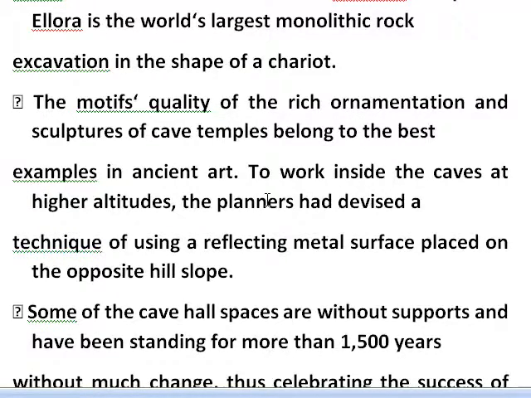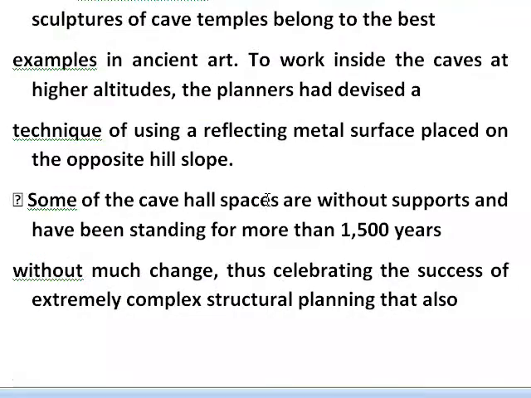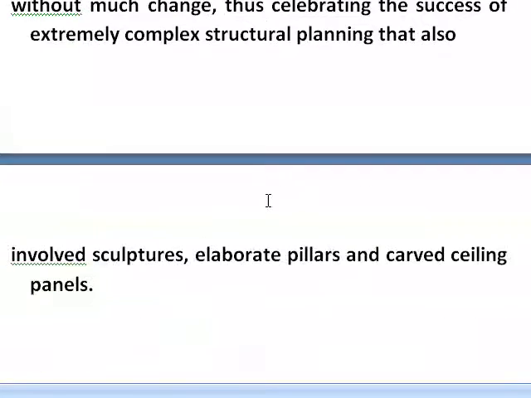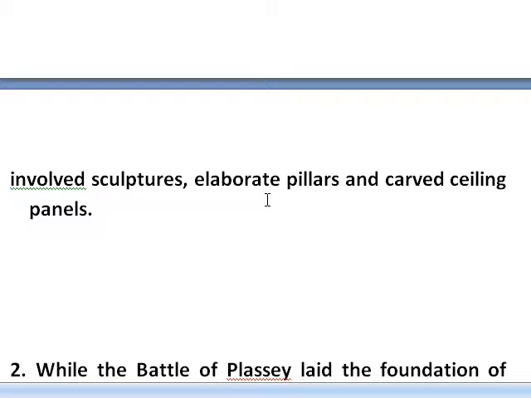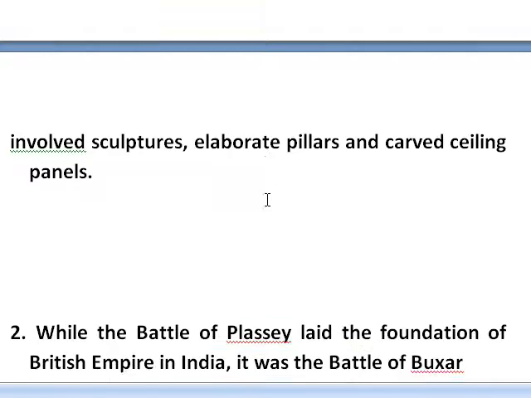To work inside the caves at higher altitude, the planners had devised techniques of using a reflecting metal surface placed on the opposite hill slope. Some of the cave spaces are without supports and have been standing for more than 1500 years without much change, thus celebrating the success of extremely complex structural planning that also involves sculpture, elaborate pillars, and curved ceiling panels.